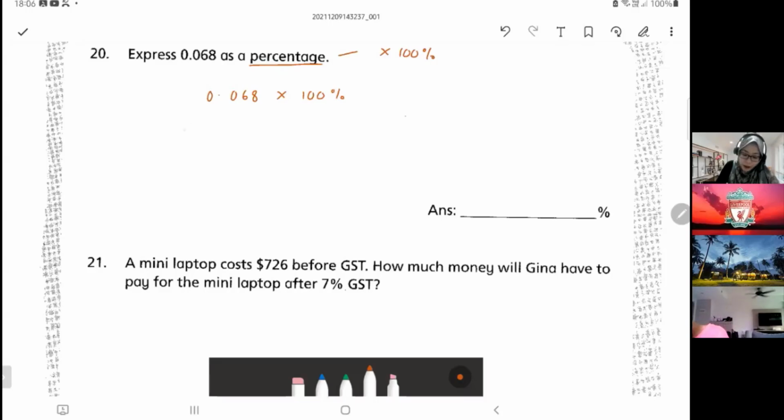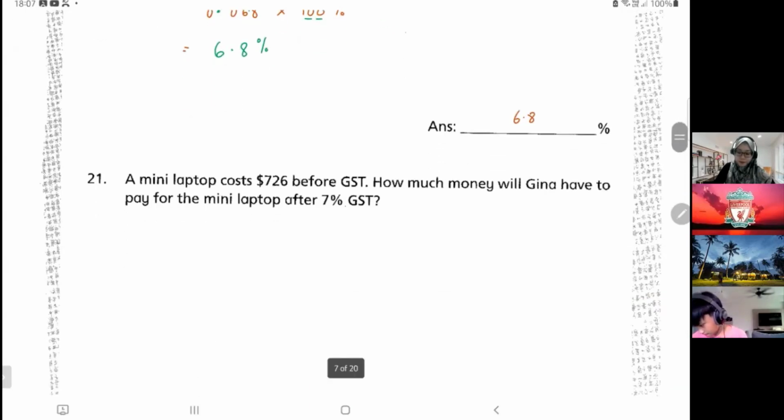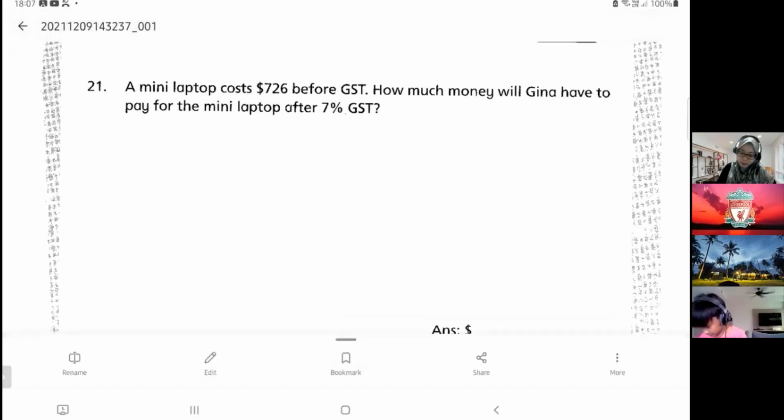But how do we do that? You take it like it is 100. Okay, so when I times 100, I'm going to move your decimal place. How many places? Look at the zeros. 2 places to the right. 1, 2. Put the point here. So it's 6.8 like that. Okay, percent. Done. This is the answer. 6.8%.